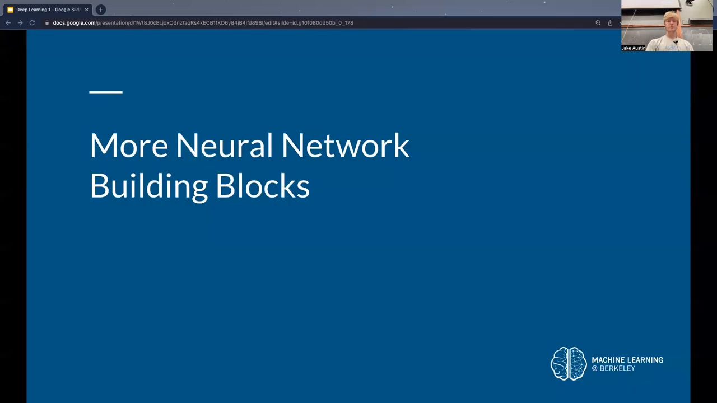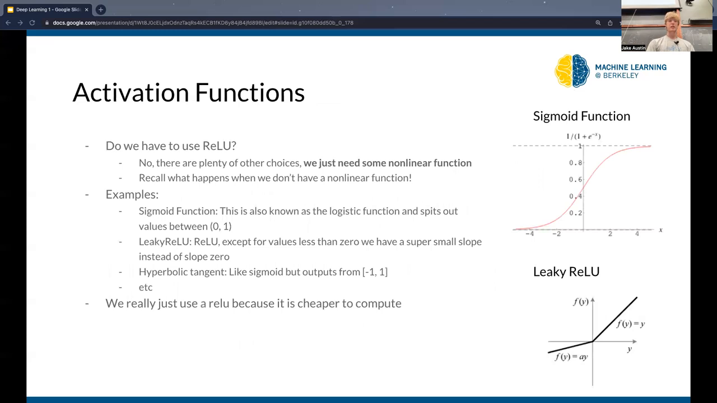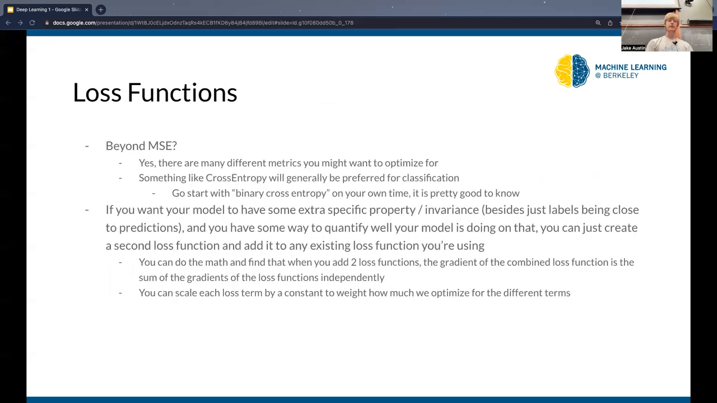I'm going to skip this part on network building blocks. You're allowed to pick different loss functions. You're allowed to pick different activation functions other than the ReLU. Because at the end of the day, all we care about is that our loss function quantifies how good or bad we're doing, and there's many ways to do that. And there's many ways to make sure that all of our weight matrices multiplied together don't end up being a single matrix multiplication. You can add a ReLU, you can add all different kinds of things to make sure that the function stays complex and wild looking.